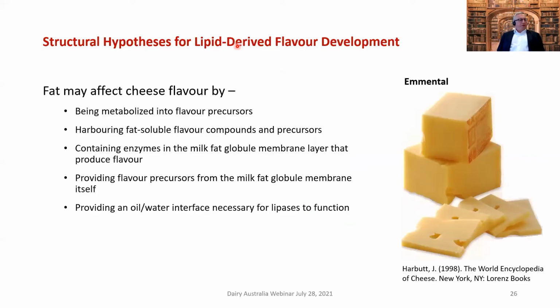So how does fat create cheese flavor? Something could be metabolized into the fat itself, which could be metabolized into flavor compounds or precursors. The fat itself could harbor flavor compounds and precursors that are fat soluble. It contains enzymes in the milk fat globule membrane layer that produce flavor, and I pointed xanthine oxidase out earlier. It provides flavor precursors from the milk fat globule itself, or it just has an oil-water interface, which is necessary for lipases to function to create lipid-derived flavor compounds. So different kinds of theories, and nobody's really nailed this one down, but it's probably a combination of everything there.